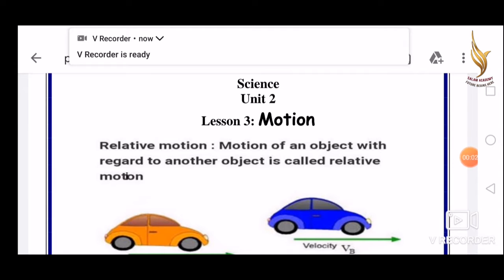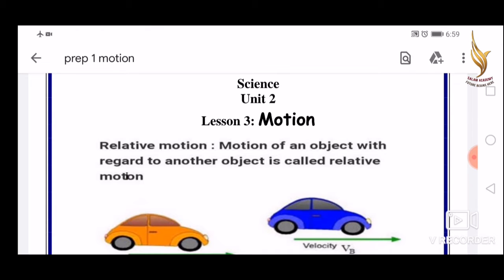Hello my dear students. Today we talk about Unit 2, Lesson 3, Motion. In this lesson, we will learn what is meant by motion and its types. First, motion. Motion happens all around us.